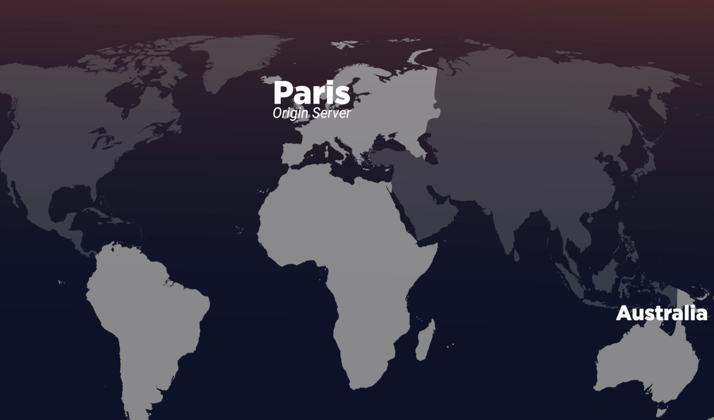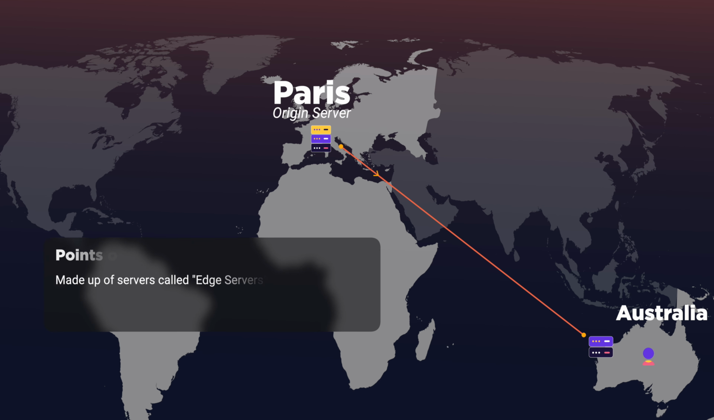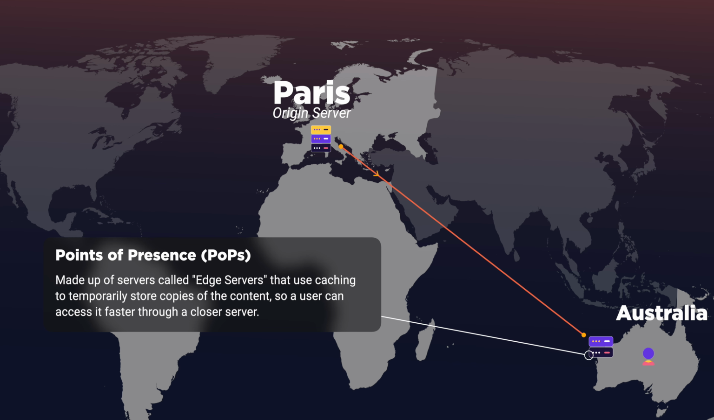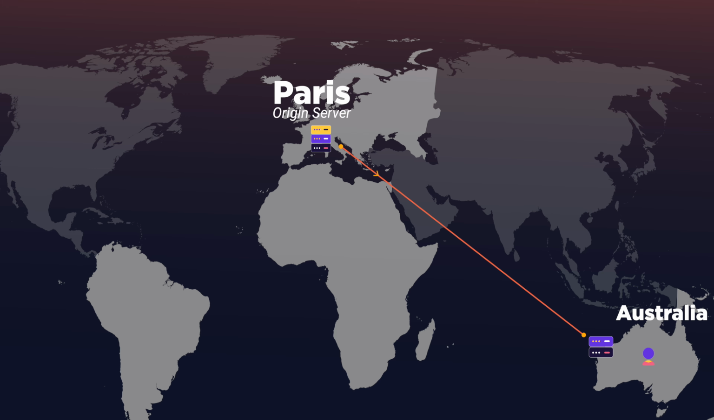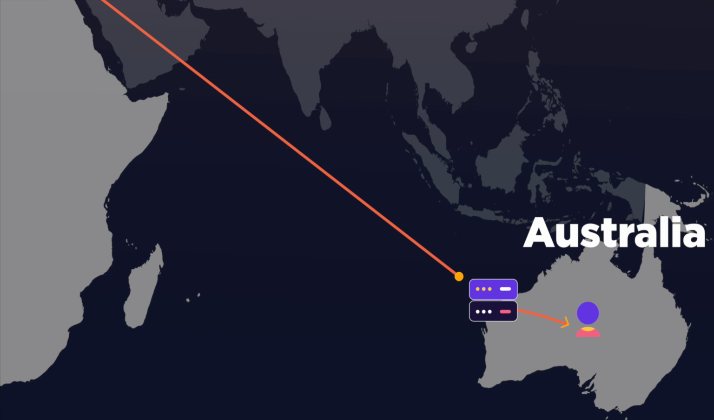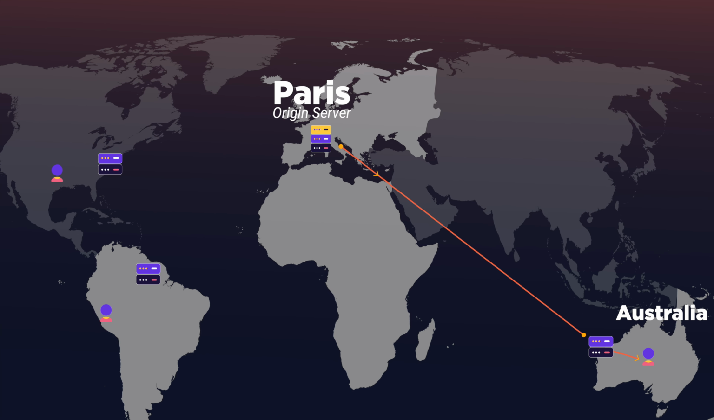A CDN cuts down the distance between Australia and the servers in Paris. Instead of delivering the content all the way from Paris, it delivers it via a connected server called a POP in Australia. Now, POPs, or points of presence, are made up of servers called edge servers that use caching to temporarily store copies of the content so a user can access it faster through a closer server. It aims at bringing static assets like text, images, CSS, JS files, and web fonts closer to the website's visitors. So instead of the user connecting to the main origin server, a CDN ensures that each user connects to a POP or edge server closest to their location for a faster loading experience.